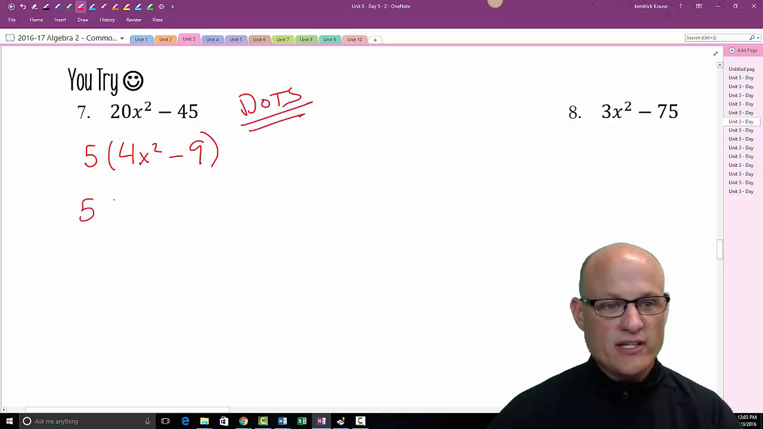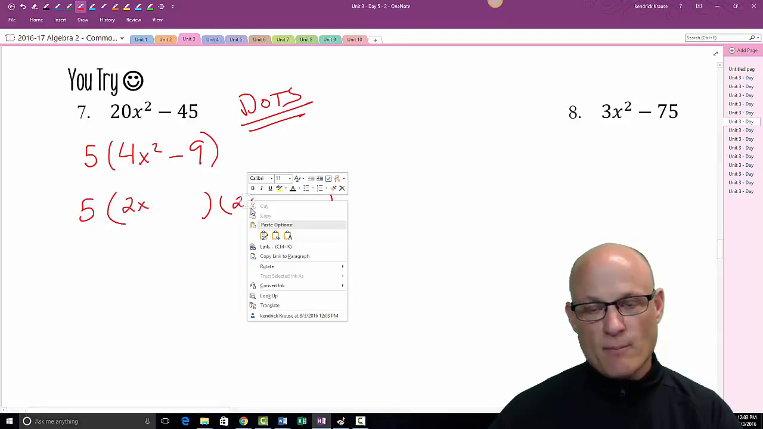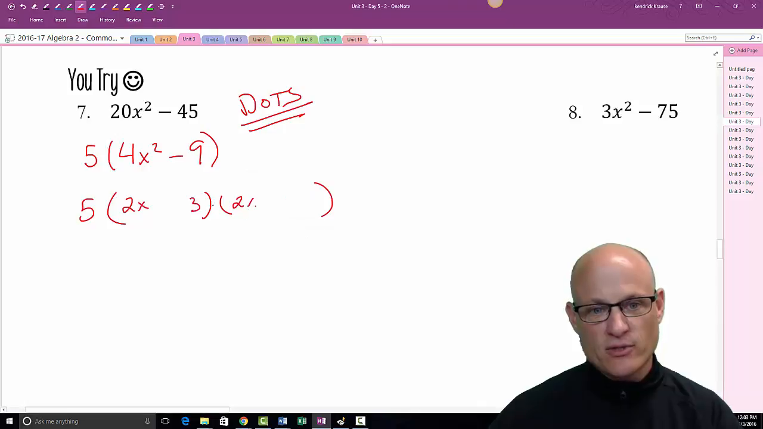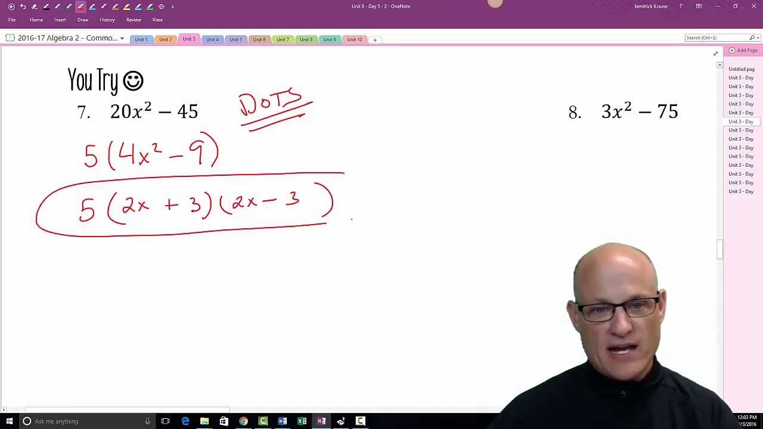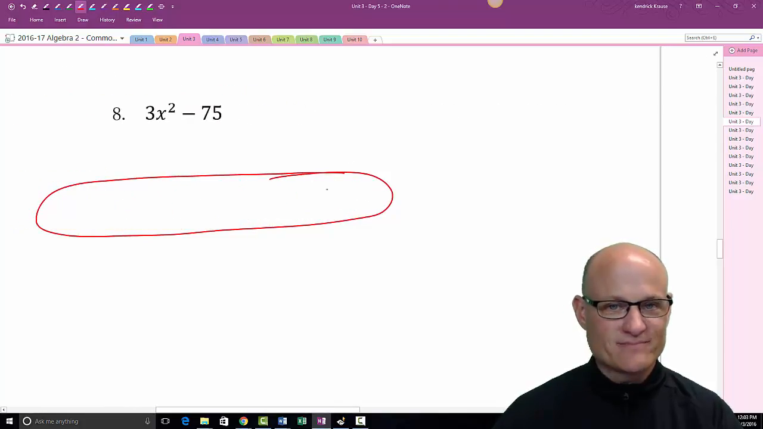So it's easy factoring. What multiplies to 4x squared? Oh, 2x, 2x. What multiplies to 9? Oh, 3 and 3. One's plus, one's minus. Don't forget the 5 out front. Dots, difference of two squares. We're done. Oh, look, we already have the answer here.